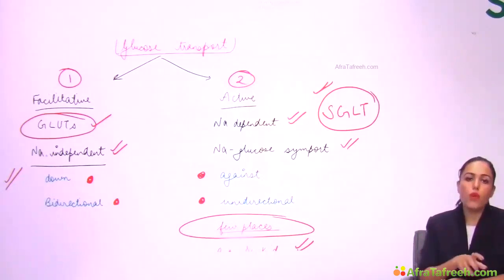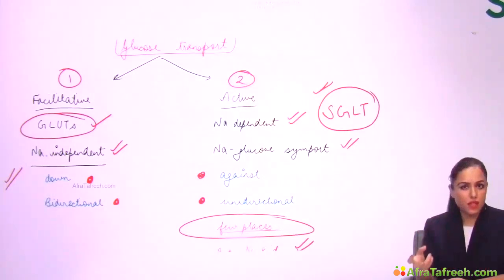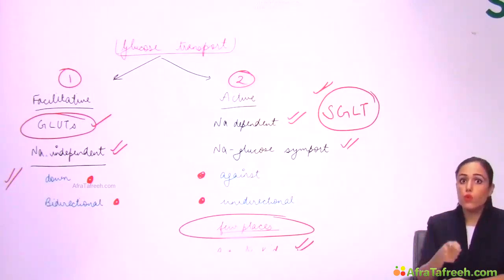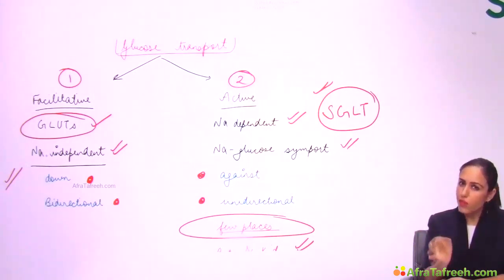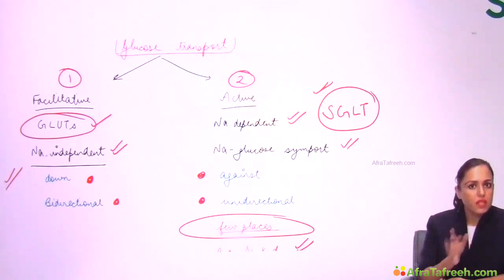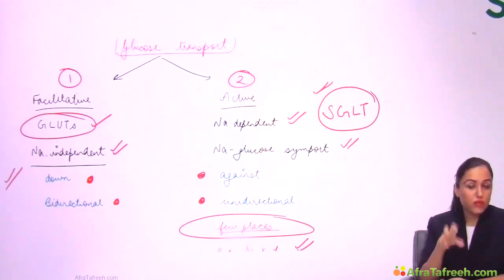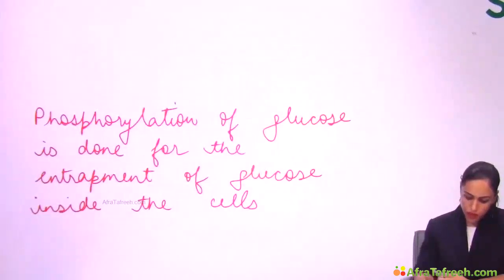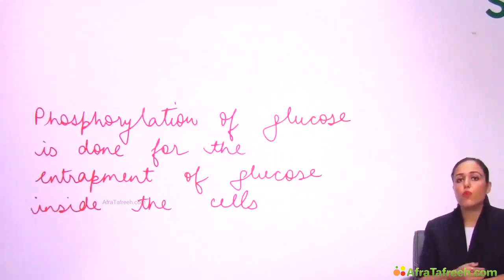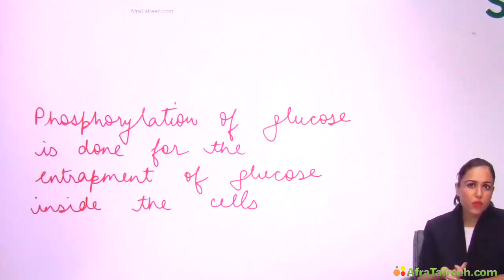What is happening in the body is that when glucose enters a cell, it is quickly converted to glucose 6-phosphate. Because if it is glucose, then it can escape the cell via GLUT. If it is glucose 6-phosphate, then it cannot escape the cell via GLUT. So the cell is doing this first step of phosphorylation for the entrapment, right? So can I say phosphorylation of glucose is done for the entrapment of glucose inside the cell, right?